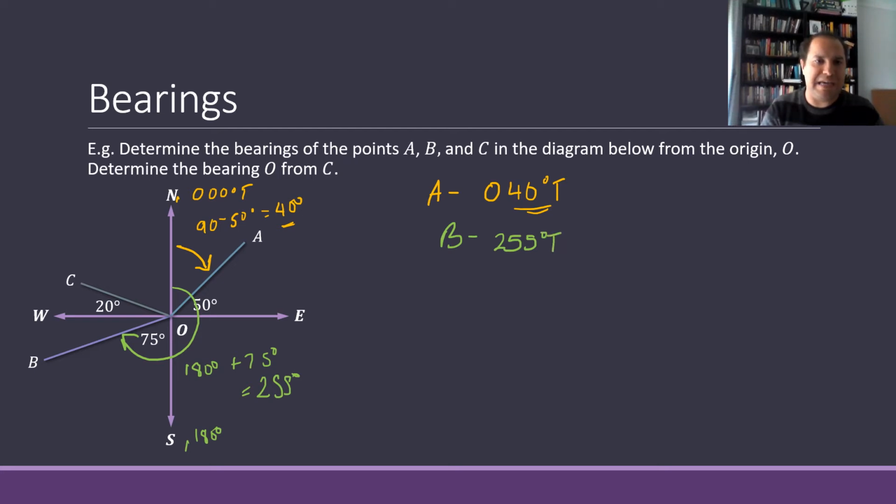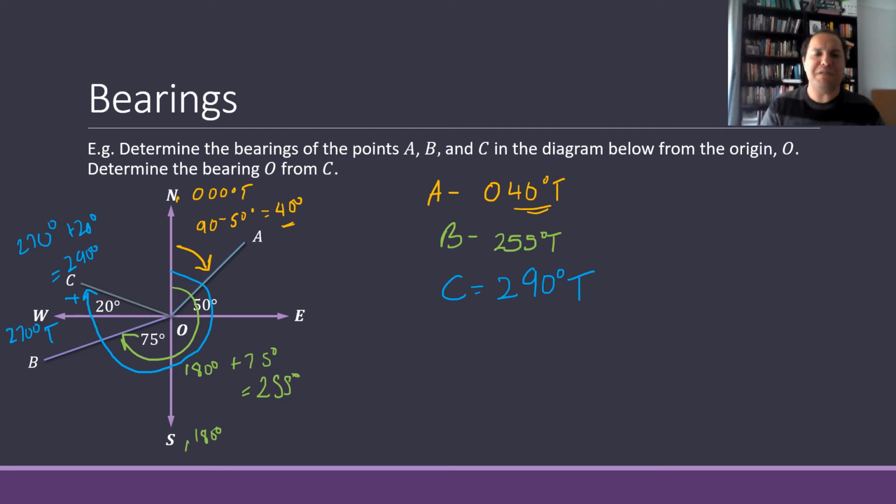Finally, for C, we're going to go all the way around to west, that's 270 degrees true. Then we're adding on an extra 20. So 270 degrees plus our extra 20 gives us 290 degrees. So our bearing of C is 290 degrees true.